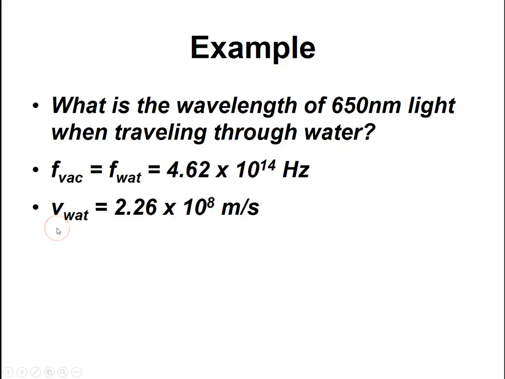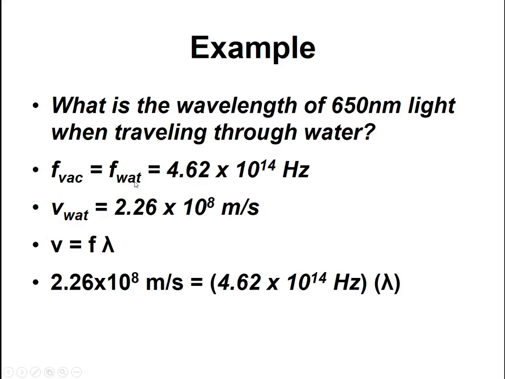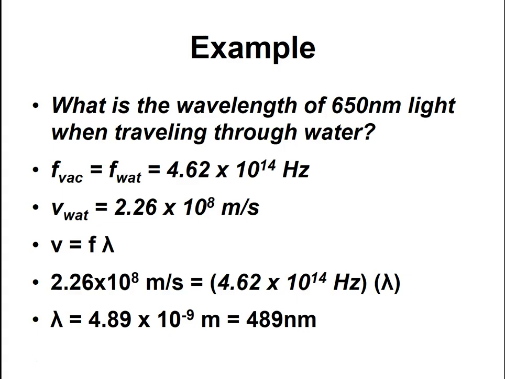So finally, we're just going to use our equation again, and we'll use the velocity for water and the frequency for water. And we should get a wavelength of 4.89 times 10 to the negative 7th meters, or 489 nanometers. So notice, just as we predicted, as the velocity decreases, the wavelength is also going to decrease. So 650 down to 489.